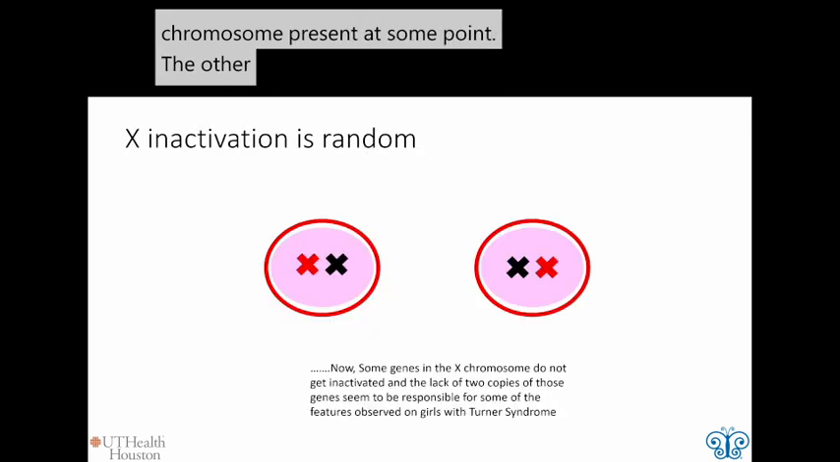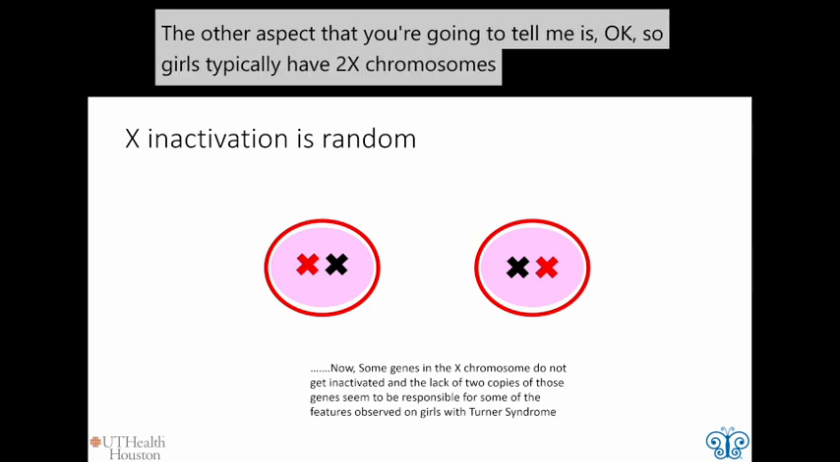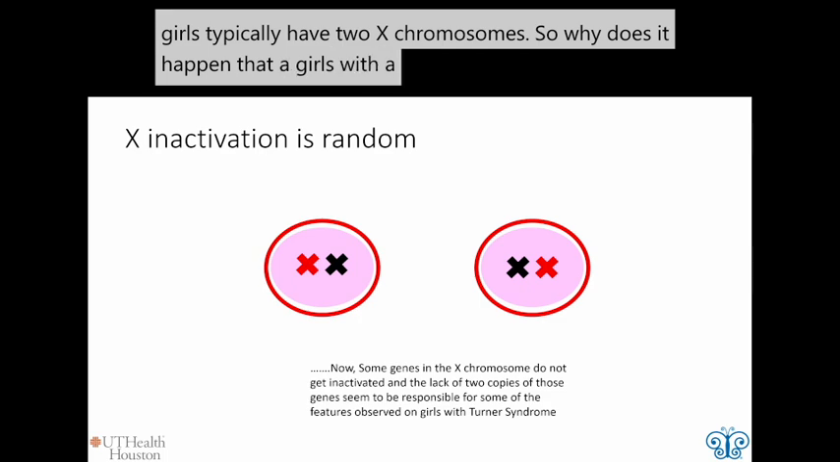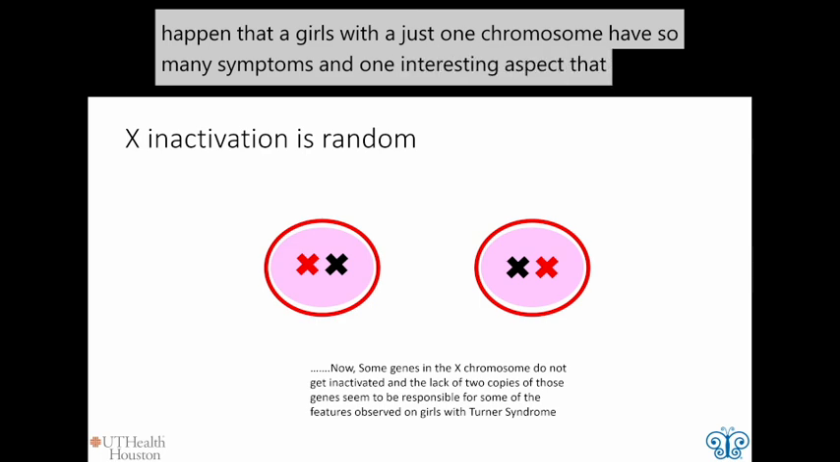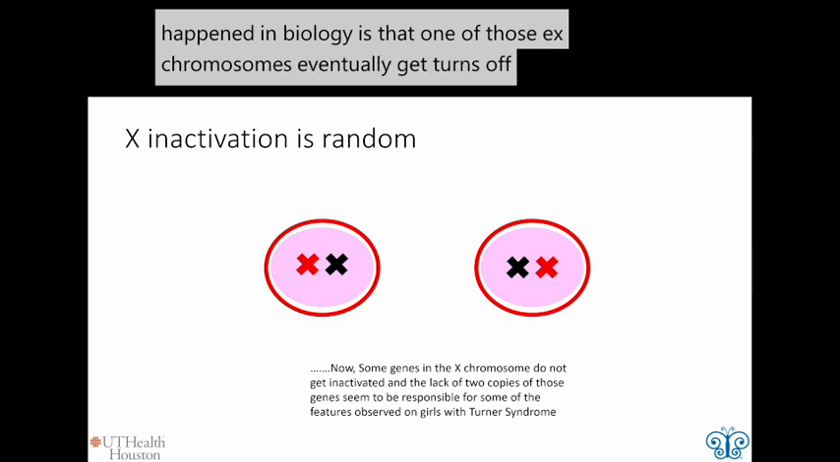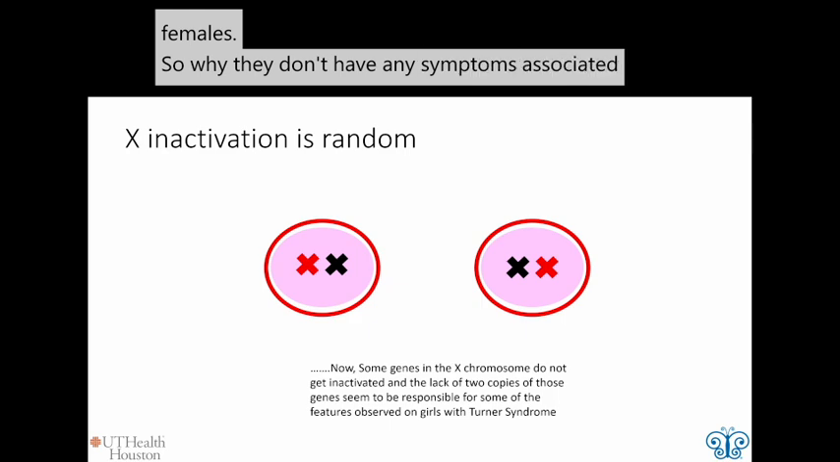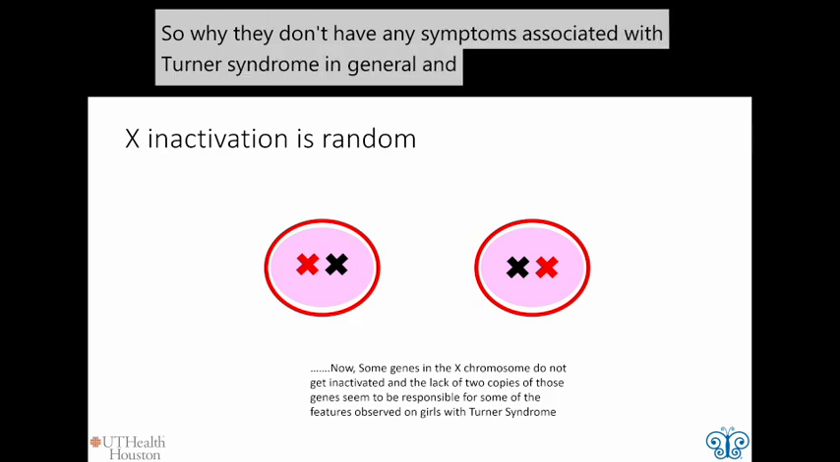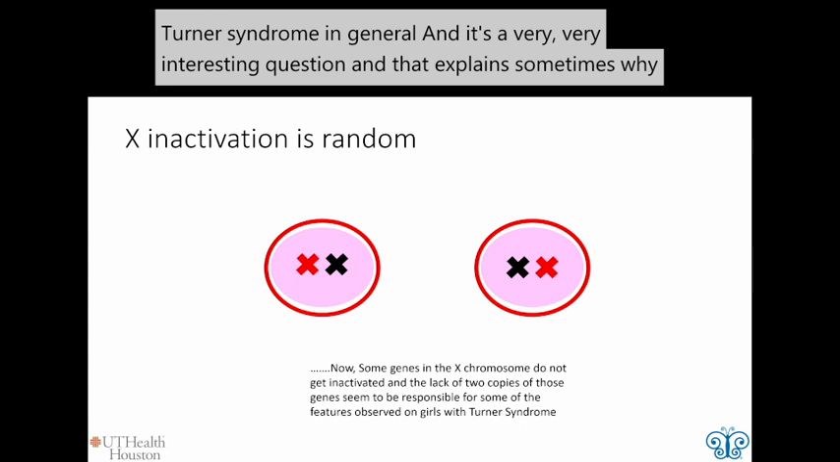The other aspect that you're going to tell me is, okay, girls typically have 2 X chromosomes. So why does it happen that girls with just 1 chromosome have so many symptoms? One interesting aspect in biology is that one of those X chromosomes eventually turns off in normal females. So why don't they have any symptoms associated with Turner syndrome in general?